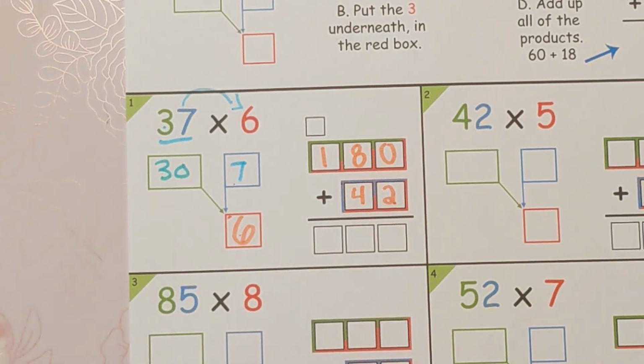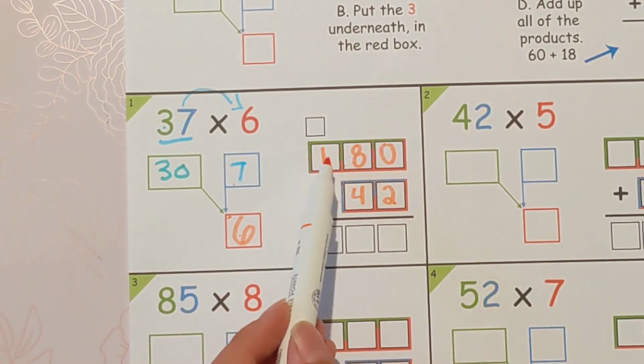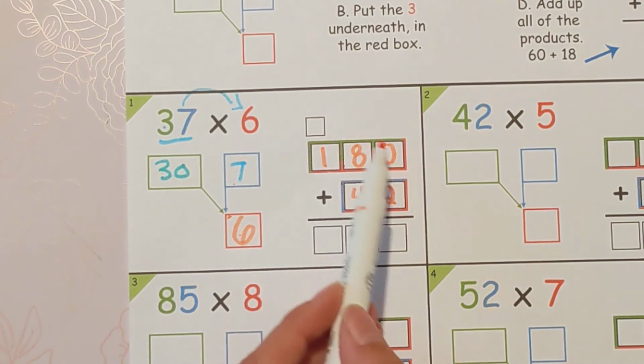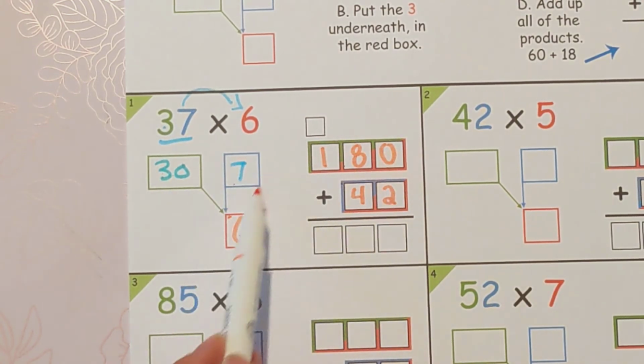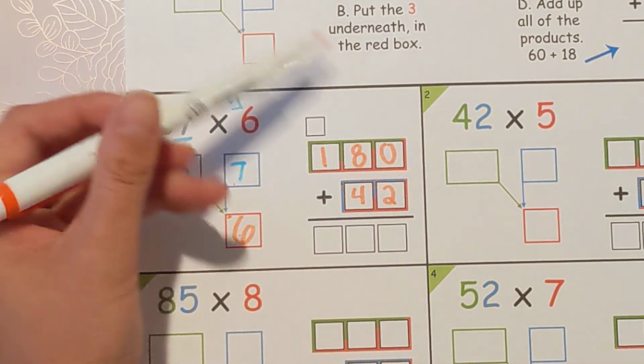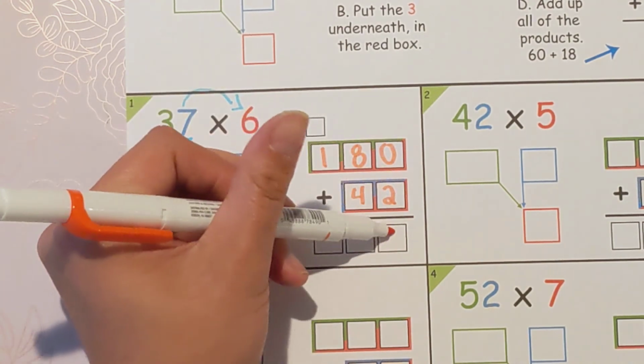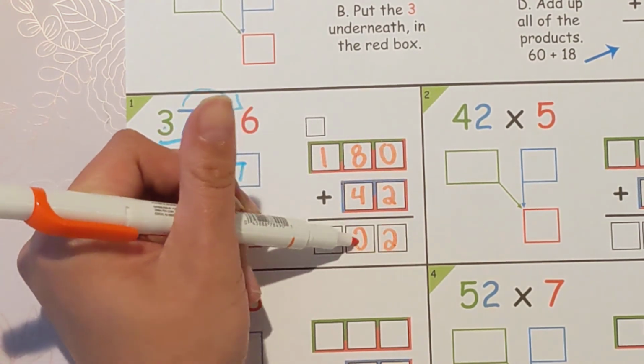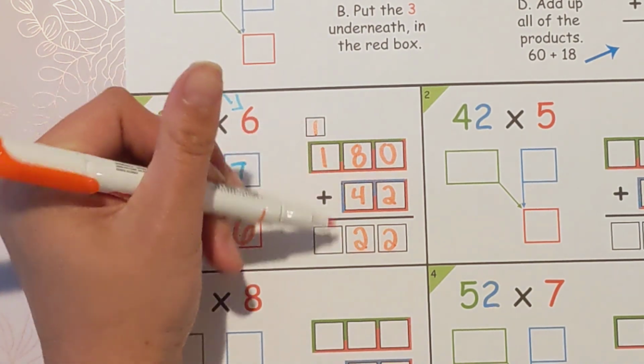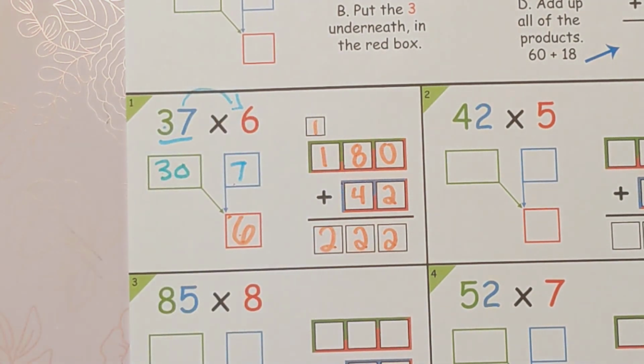Now, we're just going to add these together because this is 30 times 6 and this is 7 times 6. So this together is 37 times 6. Starting on the right, 0 plus 2 is 2. 8 plus 4 is 12. Carry the 1. 1 plus 1 is 2. So we got 222.